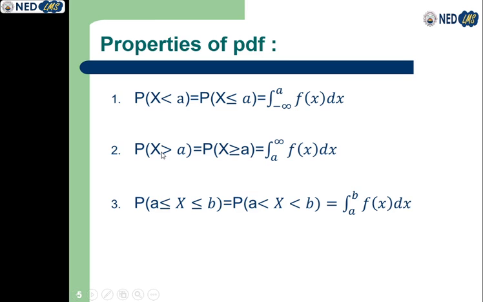And if we are going to find the probability that x is greater than a, this can also be written as x greater than or equal to a. For example, equality must be there. If there is no equality, we apply the equality. So this is what we call a continuous random variable.